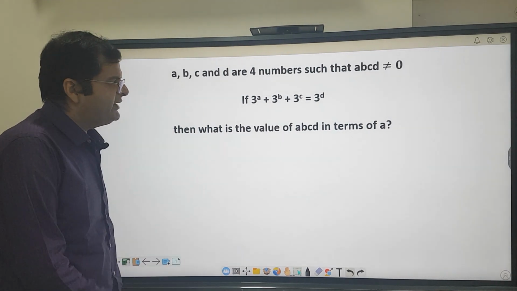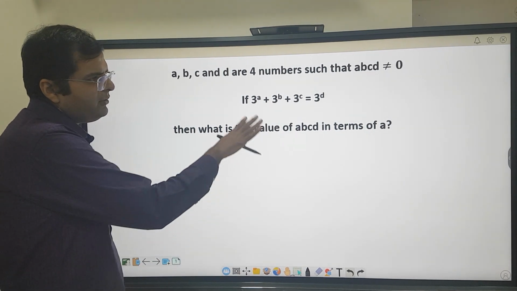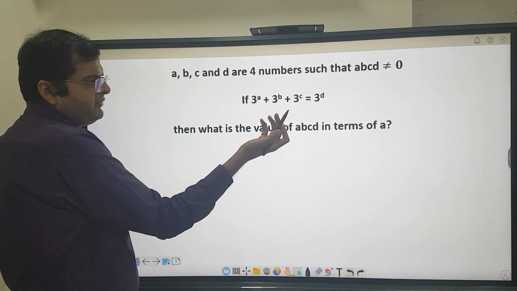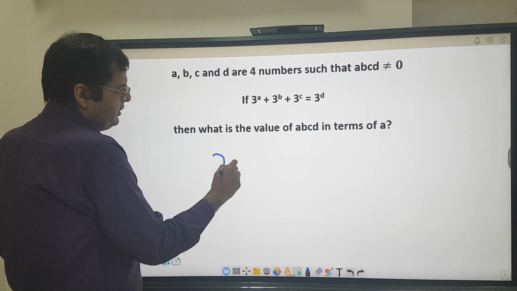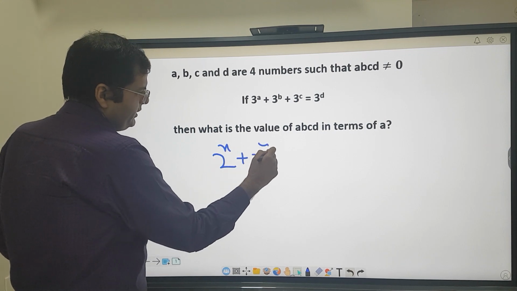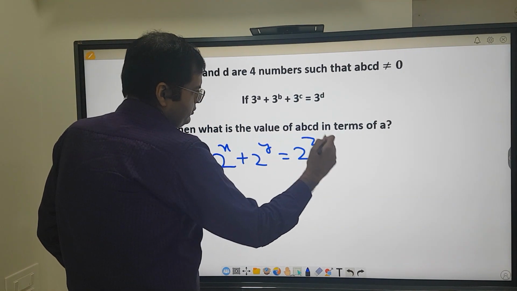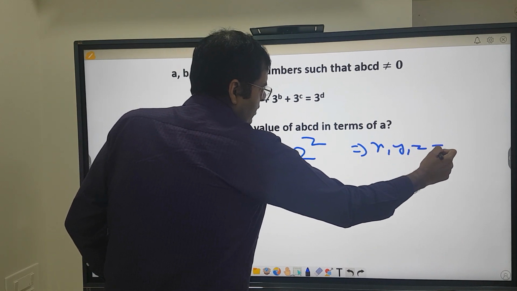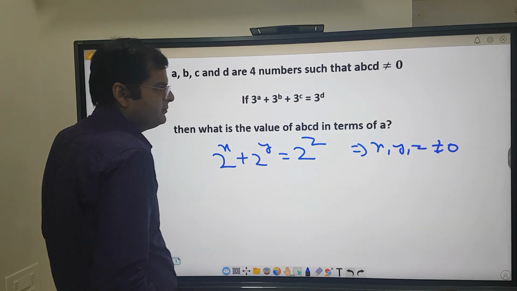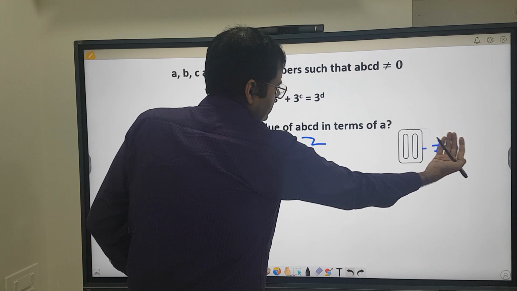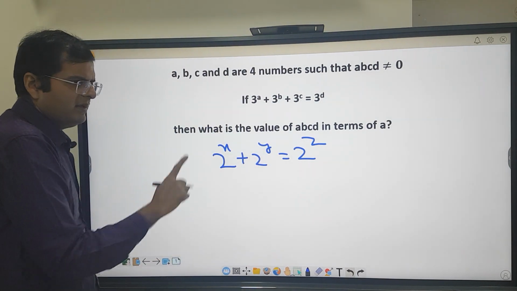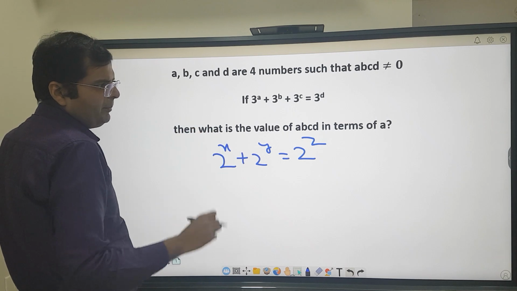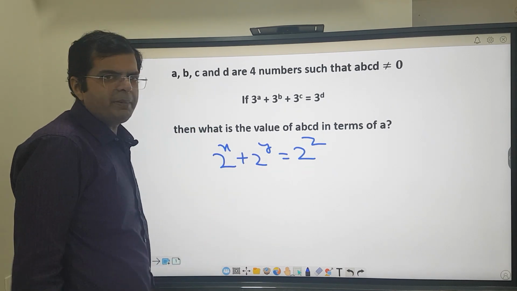Okay, this is actually a very interesting question. Before going ahead, I'll ask you a very simple question. Rather than power of 3, we'll just consider power of 2. So if I have 2 raised to x plus 2 raised to y is equal to 2 raised to z, and what I know is that x, y and z all are non-zero. Okay, so let's not take the case of non-zero. We'll take two cases. This is possible. So a power of 2 is getting added to a power of 2 to give me another power of 2.